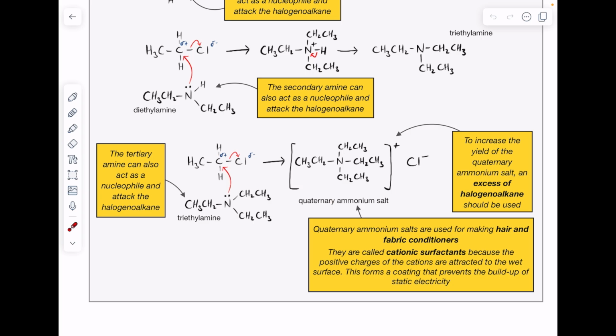Now these quaternary ammonium salts are super useful. They're used as hair and fabric conditioners, and that's because they're cationic surfactants. Remember, a cation is a positive ion. The positive charges of the cations are attracted to the wet surface, forming a coating that prevents the buildup of static electricity.